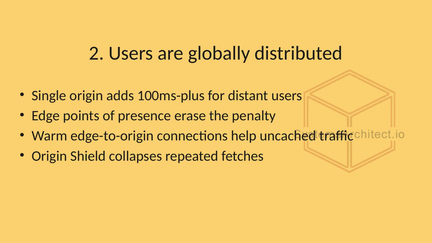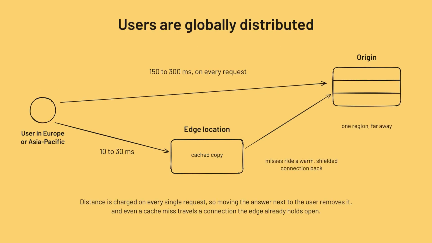2. Users are globally distributed. A single origin in North America adds over 100 milliseconds for users in Asia or Europe. Edge points of presence erase that penalty for anything cacheable. Even uncached requests get faster because the edge holds warm connections back to your origin.